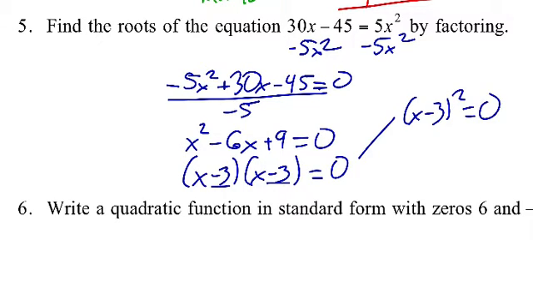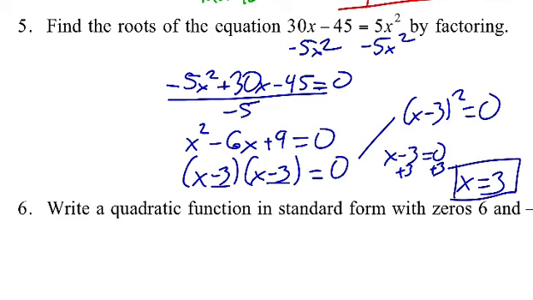So we've got to break it up into two pieces. You're going to have x minus 3 equals 0, and then the other group is x minus 3 equals 0. It's the same thing. You're only going to get one root on this one. So instead of having to do the same thing twice, I'll just do it once. Add 3 to both sides. I get x equals 3. That is our one and only root for this equation.